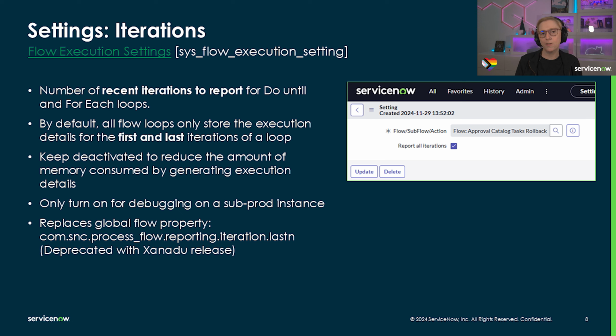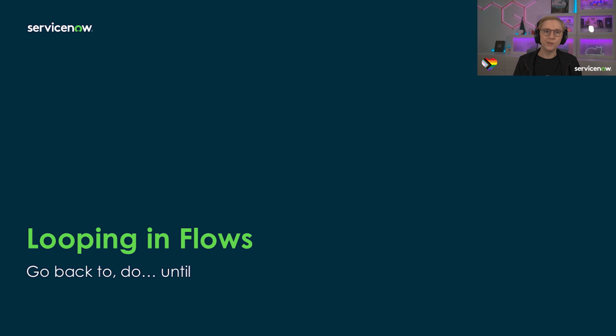As a pro tip, create an instance scan definition to run on update sets to catch any flows that have this enabled. Now that we have learned about loops in general and available properties and settings, let's look at specific design patterns available for loops and flows.